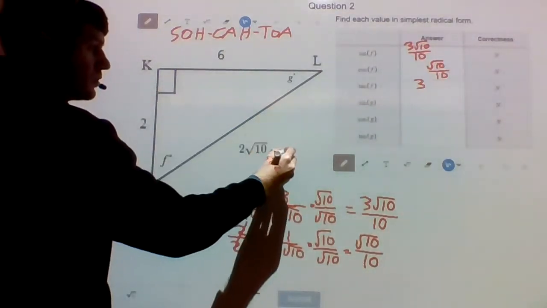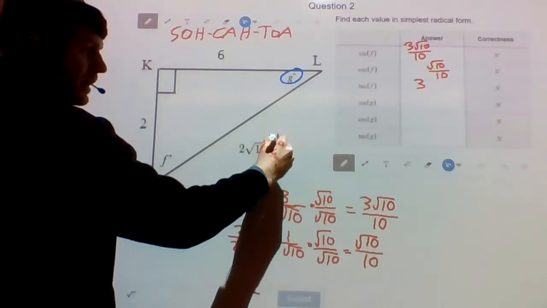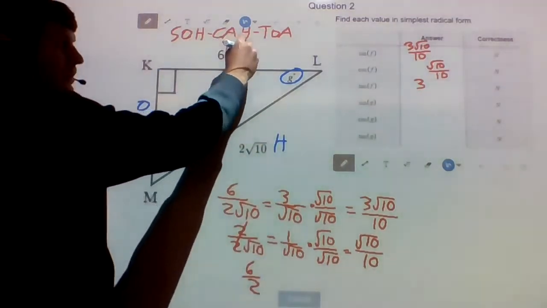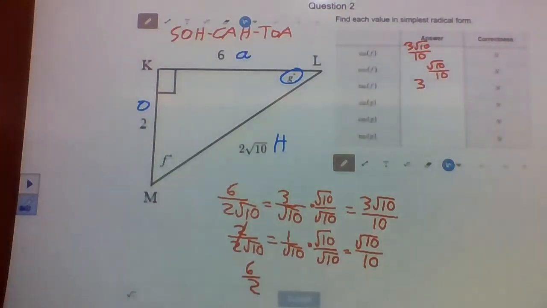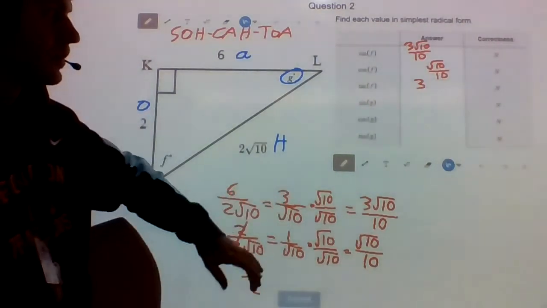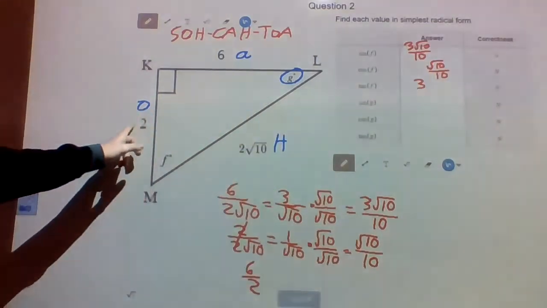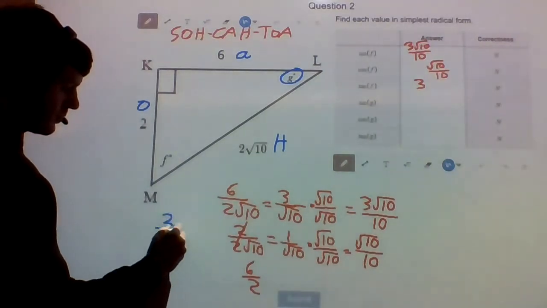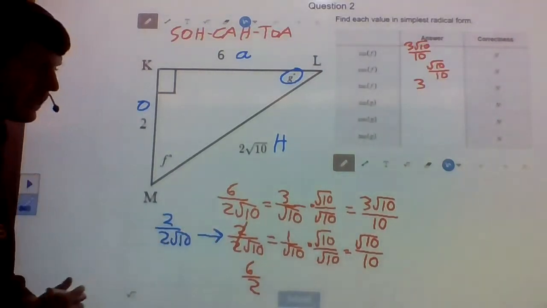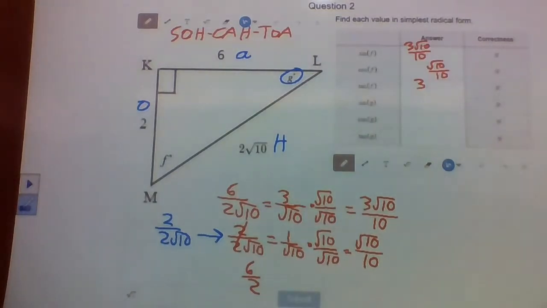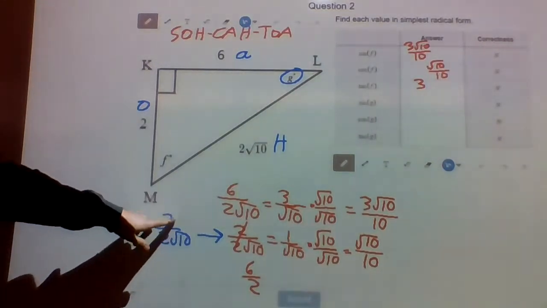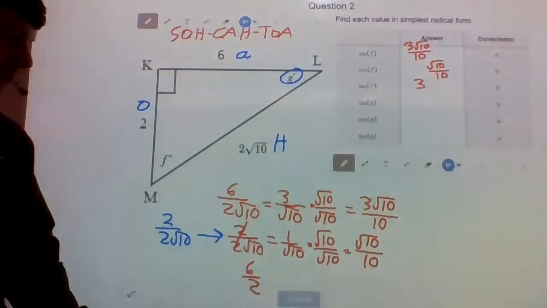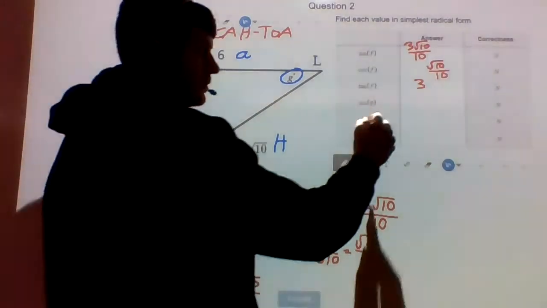Right. Let's do angle G. So hypotenuse stays the same. We switch the opposite and the adjacent though. 2 becomes the opposite, that's across. 6 is adjacent, that's next to. And we do them again. So sine of G, that's 2 over 2 root 10, which is going to be the same as the cosine of F was. So we would divide, that cancels out. We get 1 over square root of 10. We multiply by square root of 10 over square root of 10. We're going to end up with square root of 10 over 10 here.